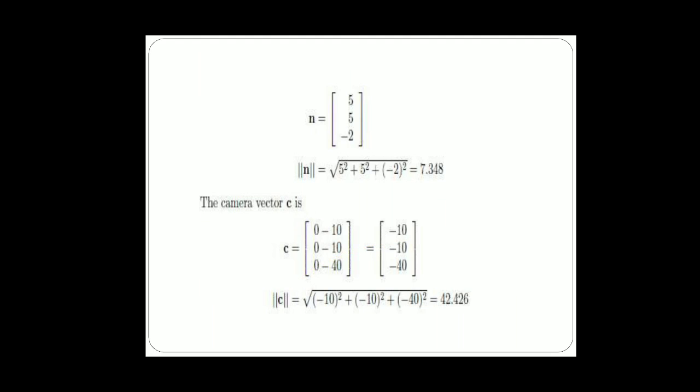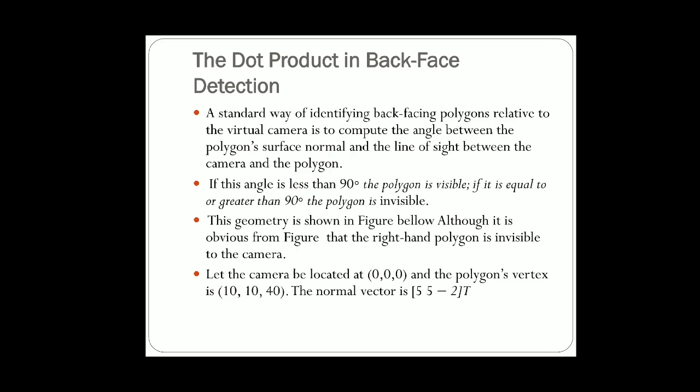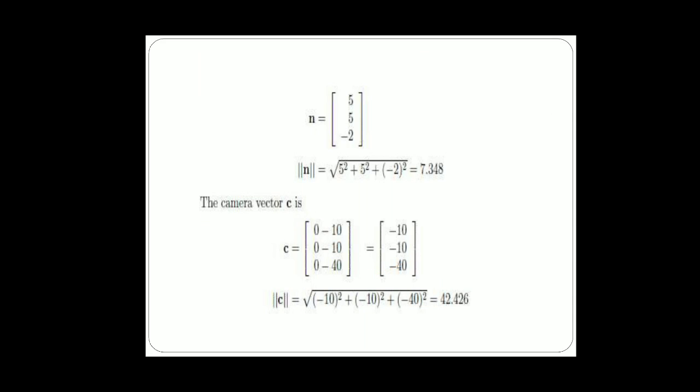So if my normal vector n is (5, -2, ...), the magnitude of n is 7.348. They have calculated the magnitude of n, and the camera vector c was given as (0, 0, 0). So it's the camera location, and the polygon's vector was (10, 10, 40). They subtracted it and got the answer as (-10, -10, -40).